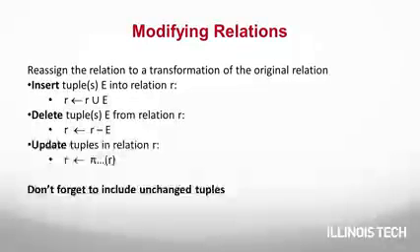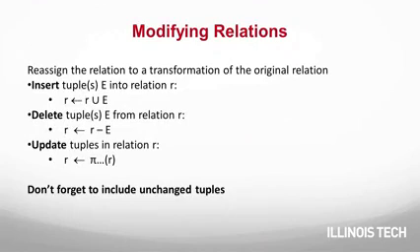Well, a relation itself is a mathematical object, and it itself doesn't change. But what we refer to by a particular name or a particular variable, that can change. So if we want to talk about the basic ways of modifying information in relations, the idea is we reassign the relation that we're talking about to some transformed version, to a transformation of the original relation.